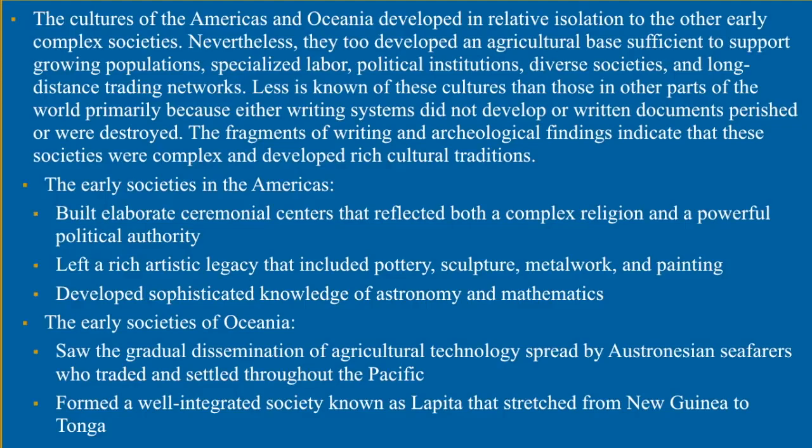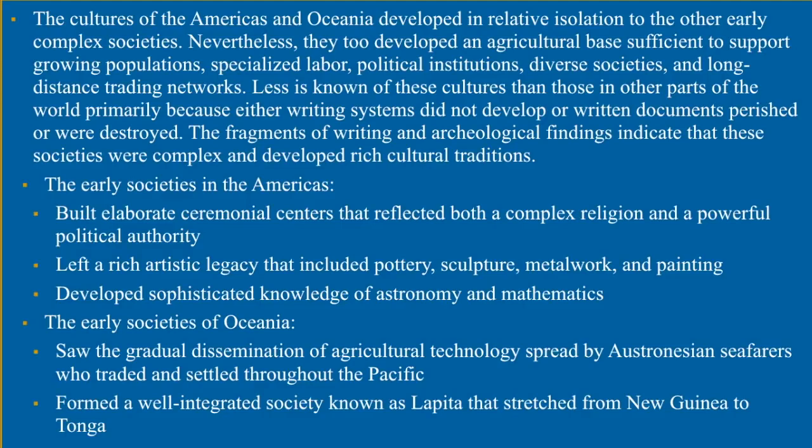The cultures of the Americas and Oceania developed in relative isolation to the other early complex societies. Nevertheless, they too developed an agricultural base sufficient to support growing populations, specialized labor, political institutions, diverse societies, and long-distance trading networks. Less is known of these cultures than those of other parts of the world, primarily because either writing systems did not develop or written documents perished or were destroyed. The fragments of writing and archaeological findings indicate that these societies were complex and developed rich cultural traditions.